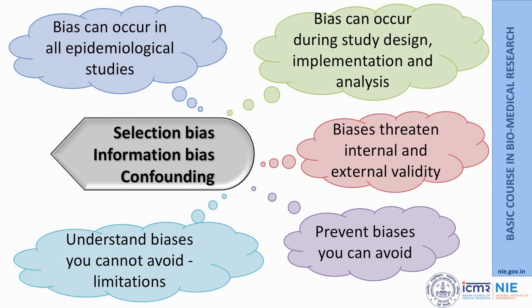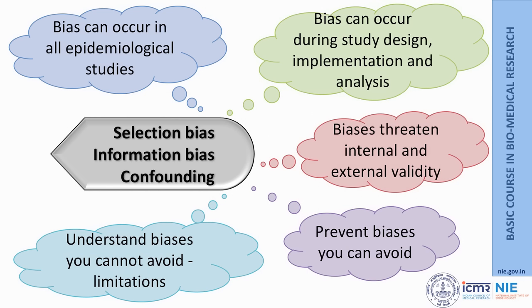So what we need to understand is that there are various threats to validity in any epidemiological study. These biases can occur in all epidemiological studies, more so in observational studies such as case control and cohort studies, and less so in randomized trials. Biases can occur during all stages of the study: if the study is not designed appropriately, if the study is not conducted appropriately, or if the analysis is not done appropriately, all of which can lead to one or the other biases. And we know that biases threaten both the internal and external validity. Remember that a study which has no internal validity cannot be generalized, and so it doesn't have any external validity.